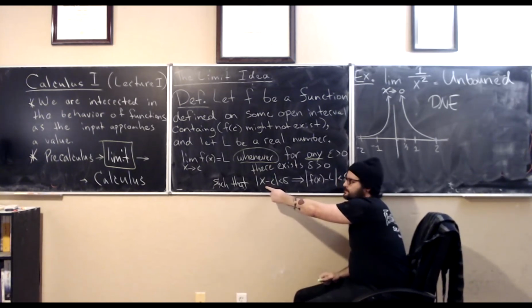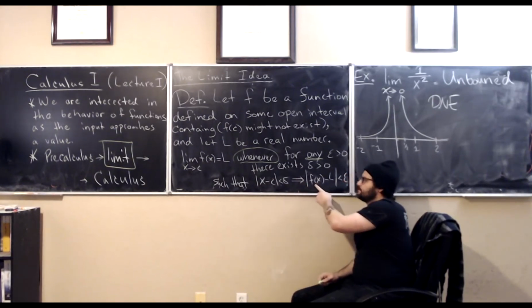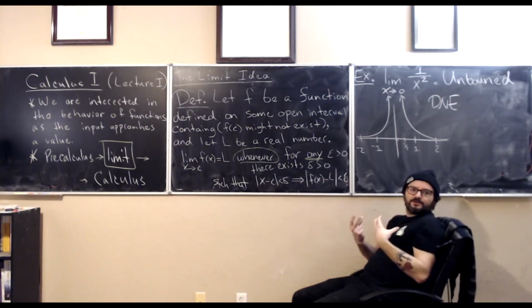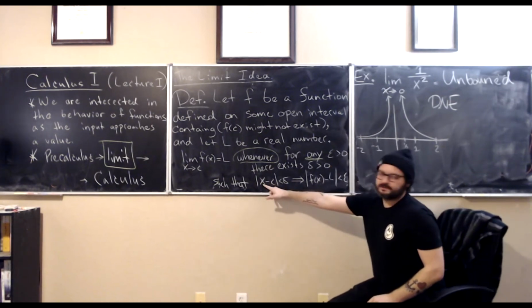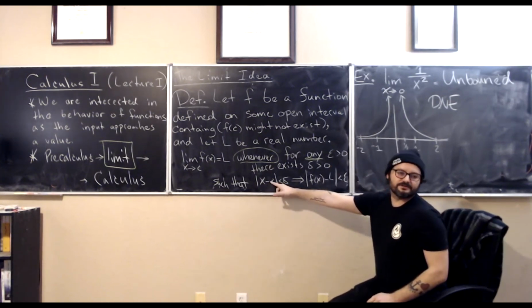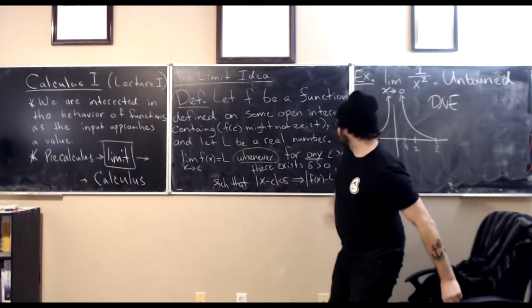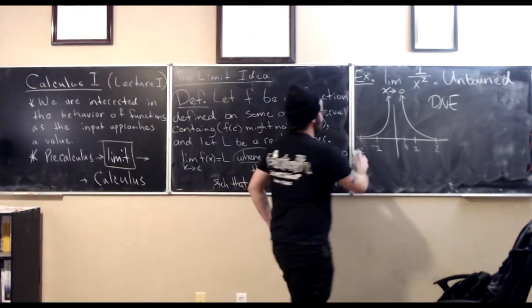The distance between x and c, whenever that distance is smaller than this value, delta, then the distance between the function and the limit is smaller than that choice of epsilon. It helps to say distance out loud when looking at these things. So remember what I said about the interval around c in this absolute value earlier? So what this is really saying pictorially is something like this.